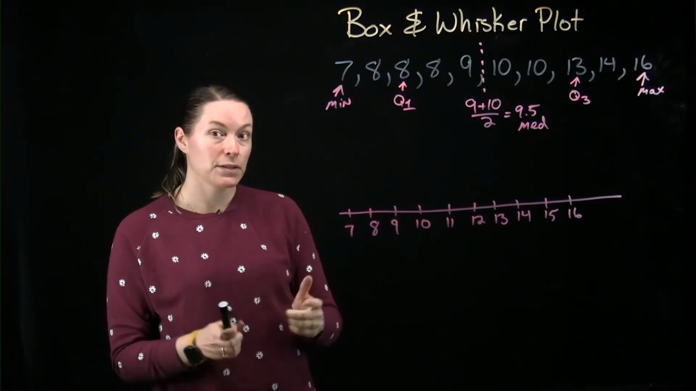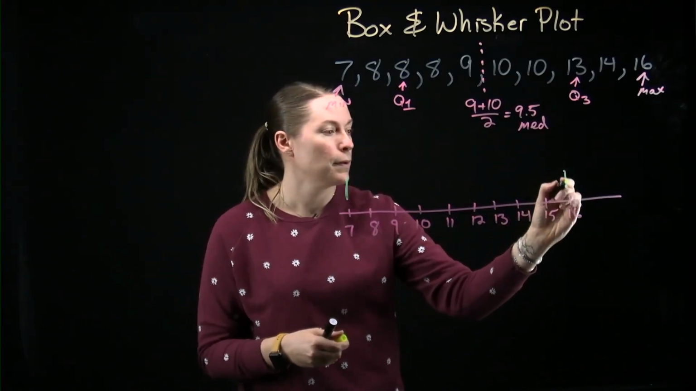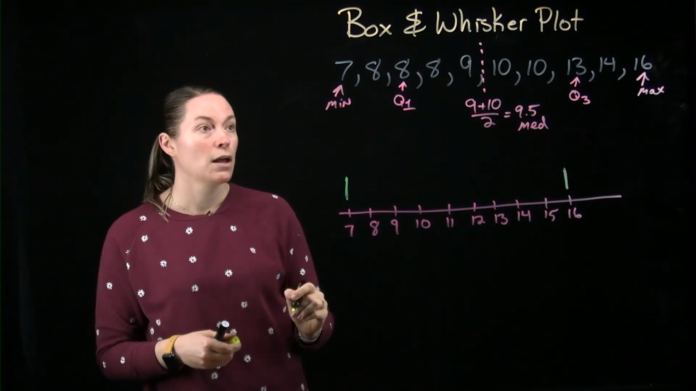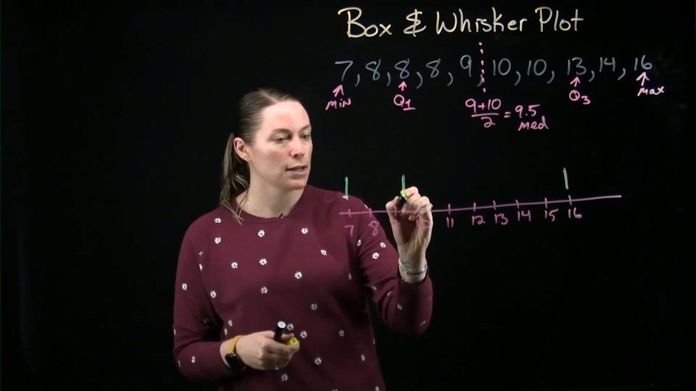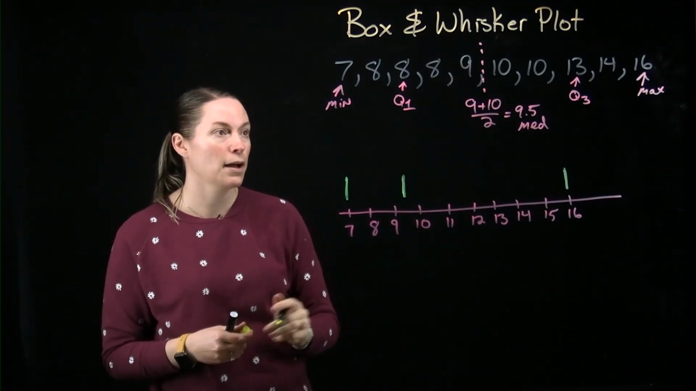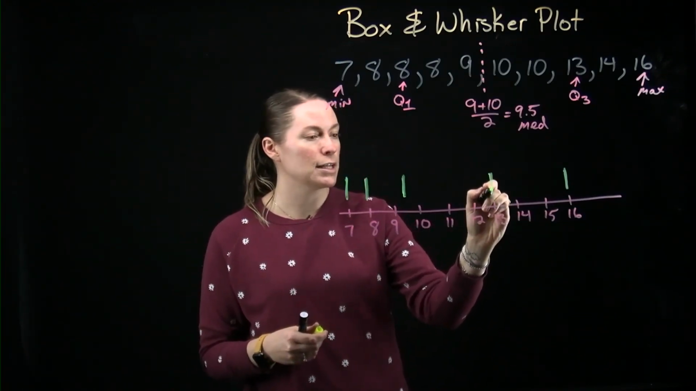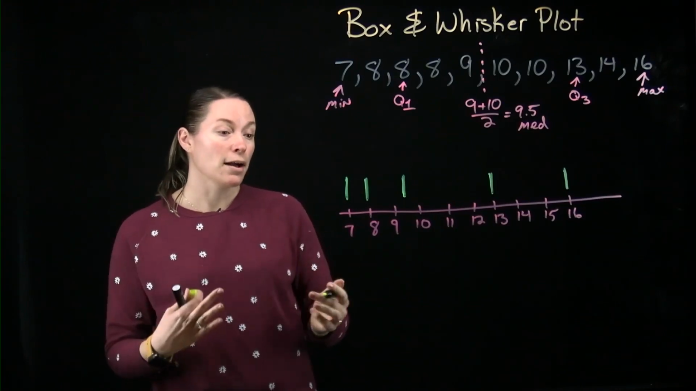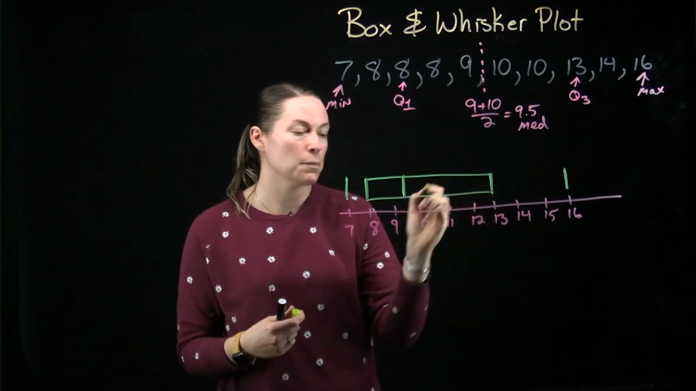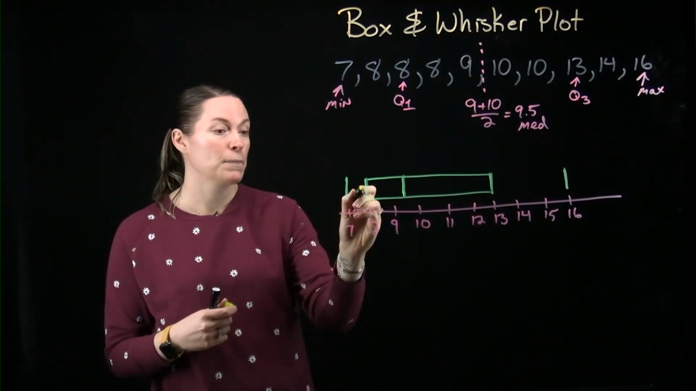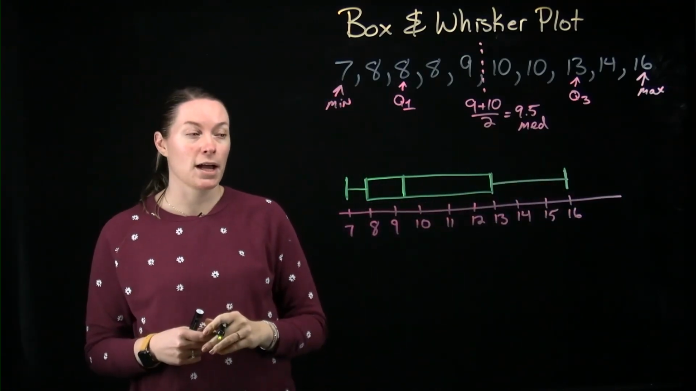Now I'm going to go ahead and build my box plot. I'm going to start at my minimum, and then I'll put in my maximum. I'll then go ahead and do the median. The median is midway between the 9 and 10, because it's a 9.5. I also have my lower quartile, which is 8, and my upper quartile at the value of 13. Now I'm going to create a box between my lower quartile and my upper quartile. This right here happens to be the box of our box and whisker plot. Here are the whisker pieces to my box and whisker plot.